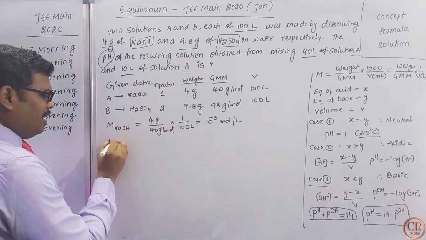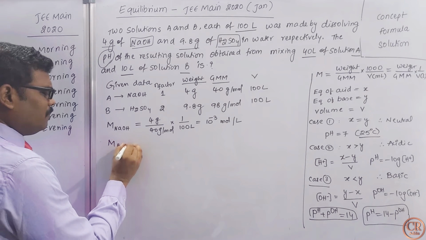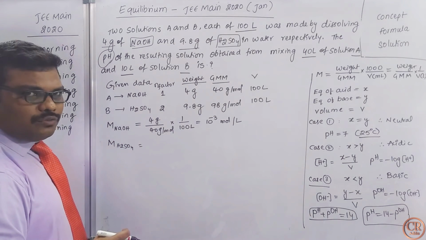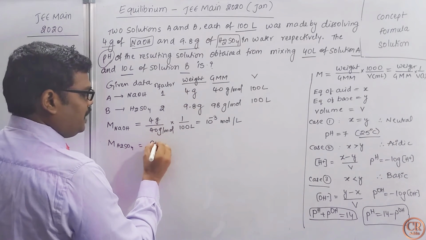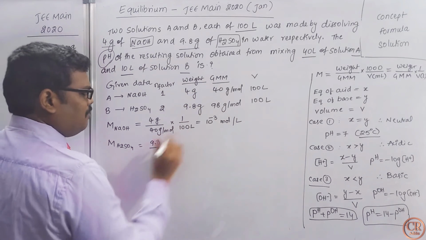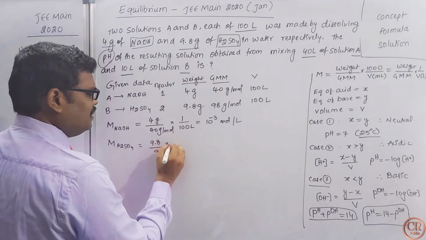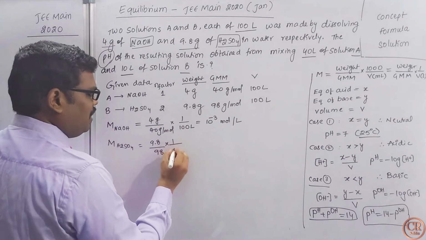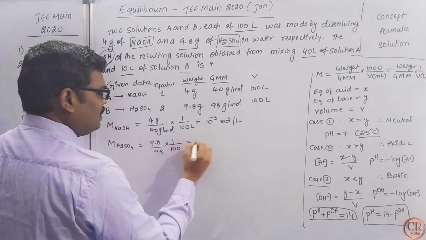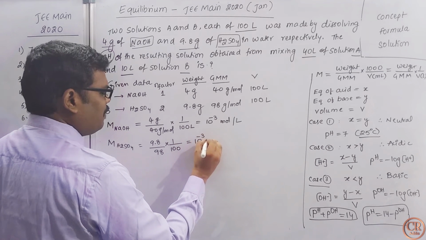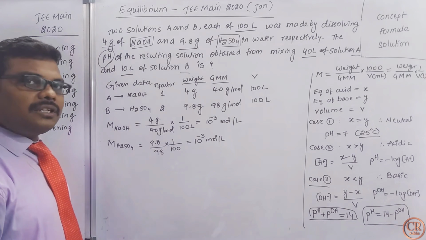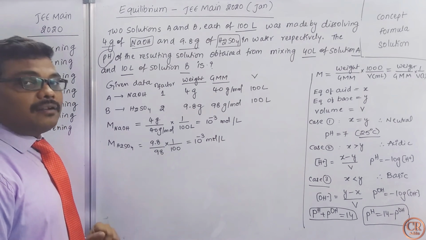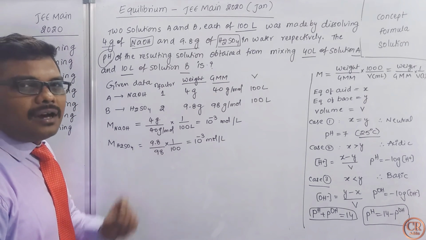Now if you take the molarity of H2SO4, molarity of H2SO4 is equal to given weight 9.8 grams by gram molecular mass 98, into 1 by volume, which is 100 liters. This is also equal to 10 power minus 3 moles per liter. Do we calculate questions like this, or is there any other method? Yes, we have another method also.